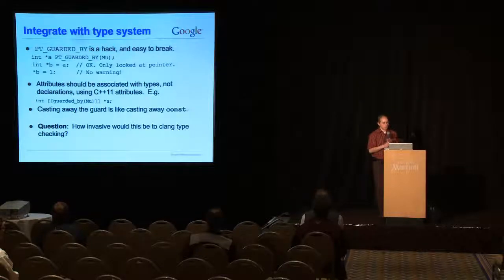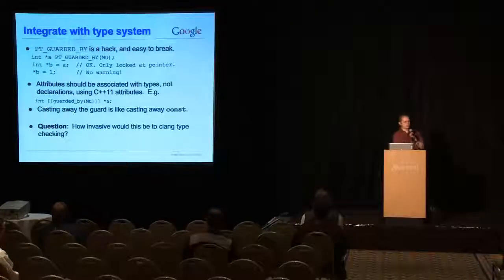Here's an example. We have a pointer, has PT guarded by on it. We assign the pointer to some other pointer, and we set the value of the pointer. Oops, no warning. We just bypassed the analysis. Really, if you're using pointers, it's probably because you're assigning pointers to things. So really, no one uses PT guarded by because its chance of actually catching an error is relatively slim. By the time you write to the pointer, it's been passed to some other routine.